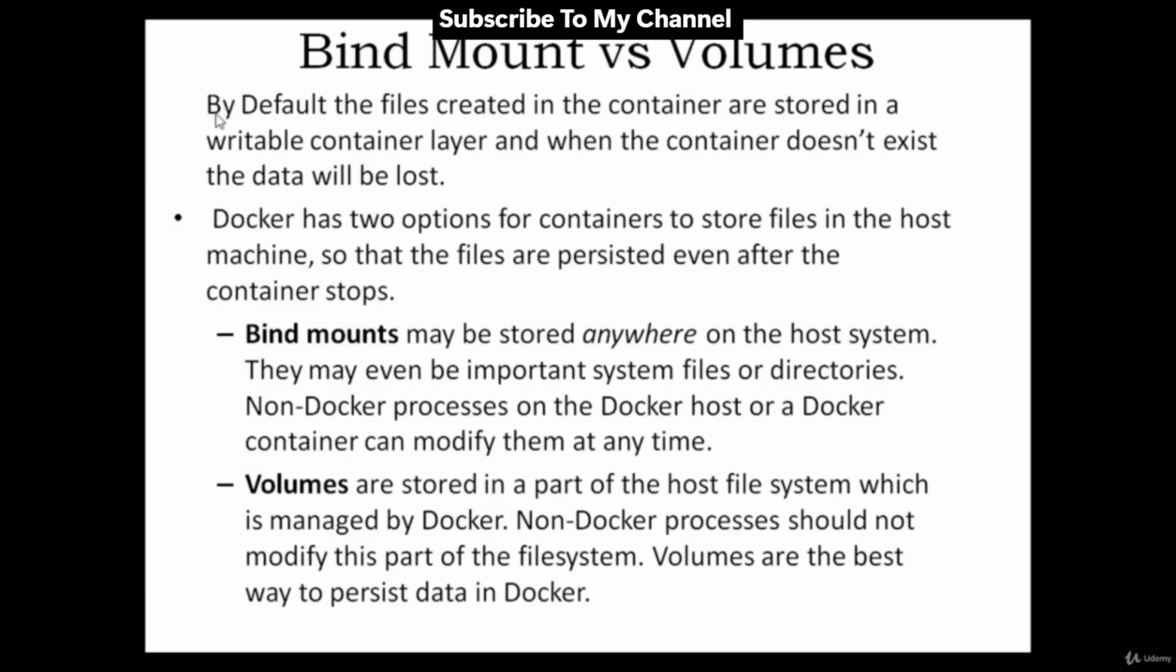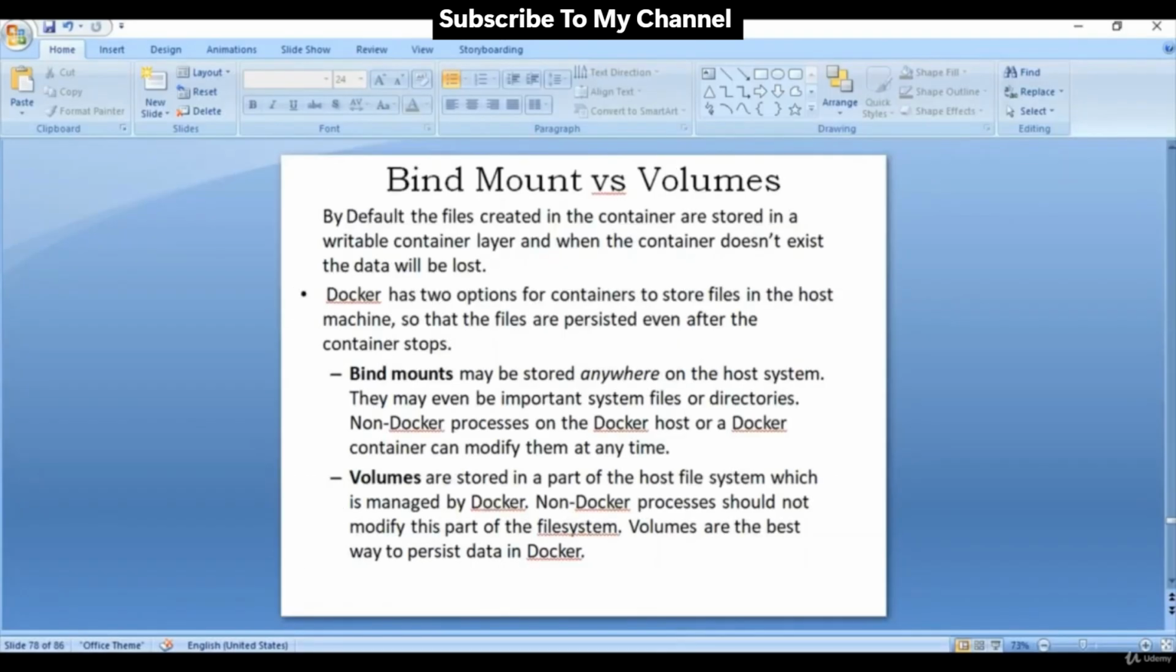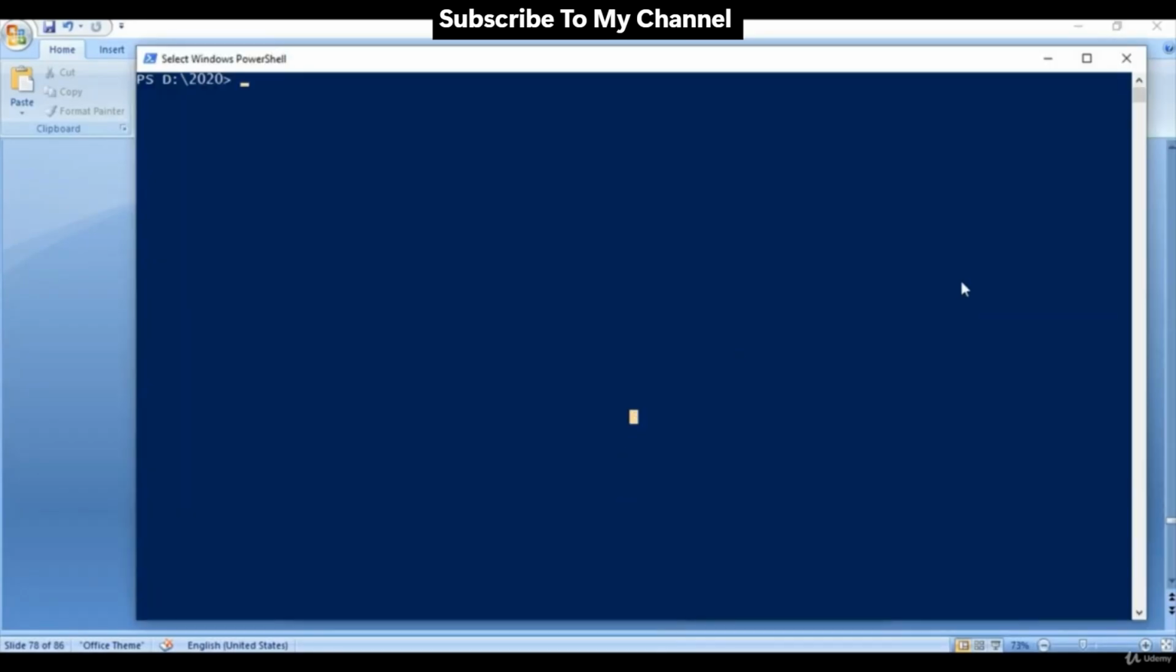First, we will try to see this particular statement wherein it says by default the files created on the container are stored in a writable container layer, and when the container doesn't exist, the data will be lost. For that, let's see. Currently I don't have any Docker image, so I'm going to run docker pull ubuntu. This is the image which I'm going to pull from hub.docker.com.